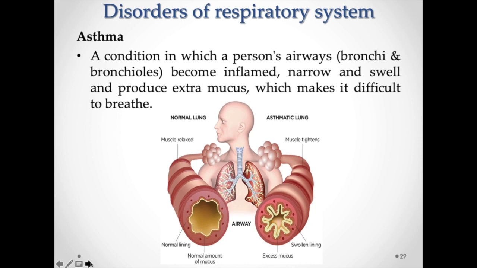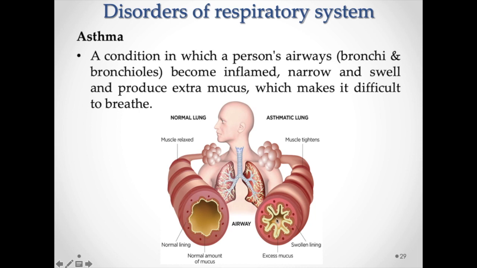Certain disorders of the respiratory system, and these are some extra knowledge that I am giving you. One is asthma. What happens during asthma? It is a condition in which a person's airways become inflamed, narrow, and swollen, and they produce extra mucus, which makes it difficult to breathe. So you can see the asthmatic lungs, how the ducts look. Here the layer of mucus is very thin, and you can see the yellow color mucus is very thick. And also you can see the size of the lumen over here is more, and the size of the lumen is very less.